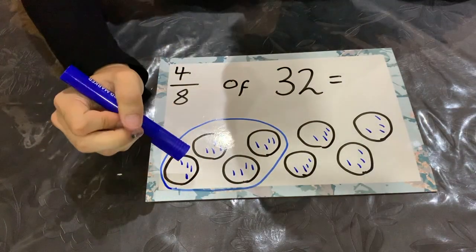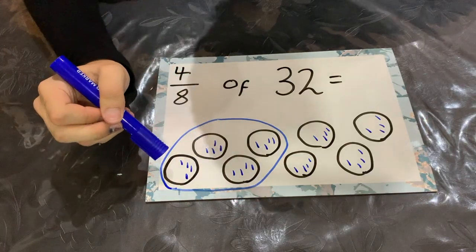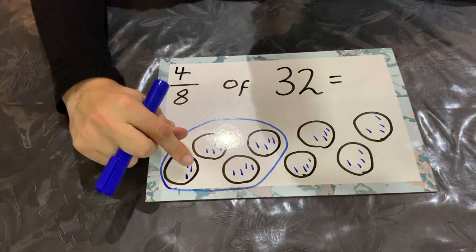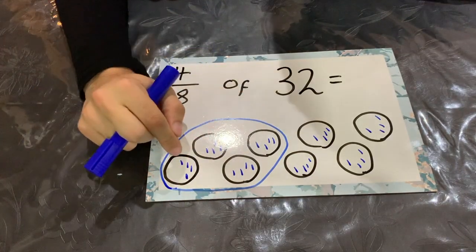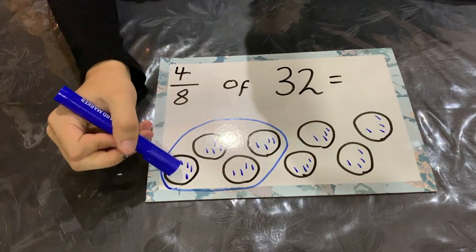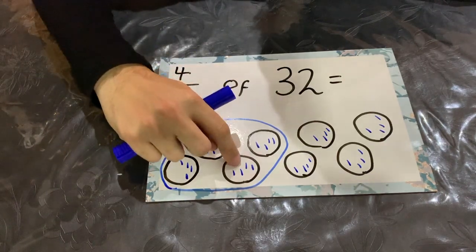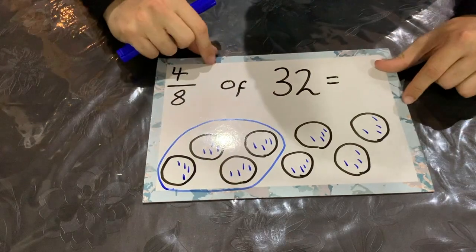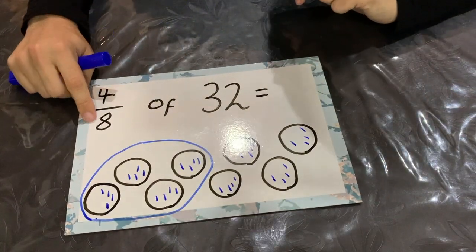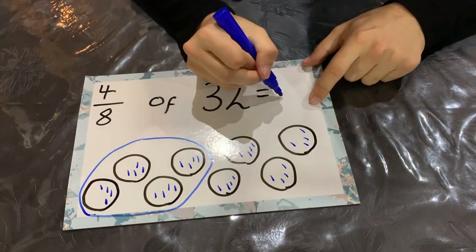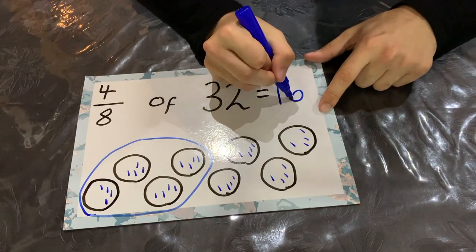So now I need to count up how many there are all together. So I've got 4 in each circle again. So I'm going to count in 4s. I've got 4, 8, 12, 16, which means that 4 eighths is 16.